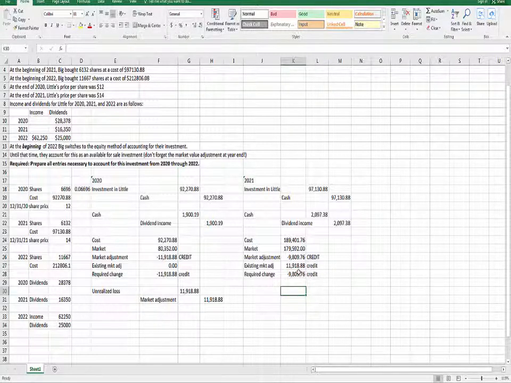So here's where, again, people tend to stumble some. We've got an existing market adjustment, 11,918.88 credit. The desired market adjustment is only a 9809 credit, so basically we have to remove a little bit of that credit balance. We need to remove $2,109 of that existing credit balance, so we're going to go ahead and debit the market adjustment. And that's going to be an unrealized gain.